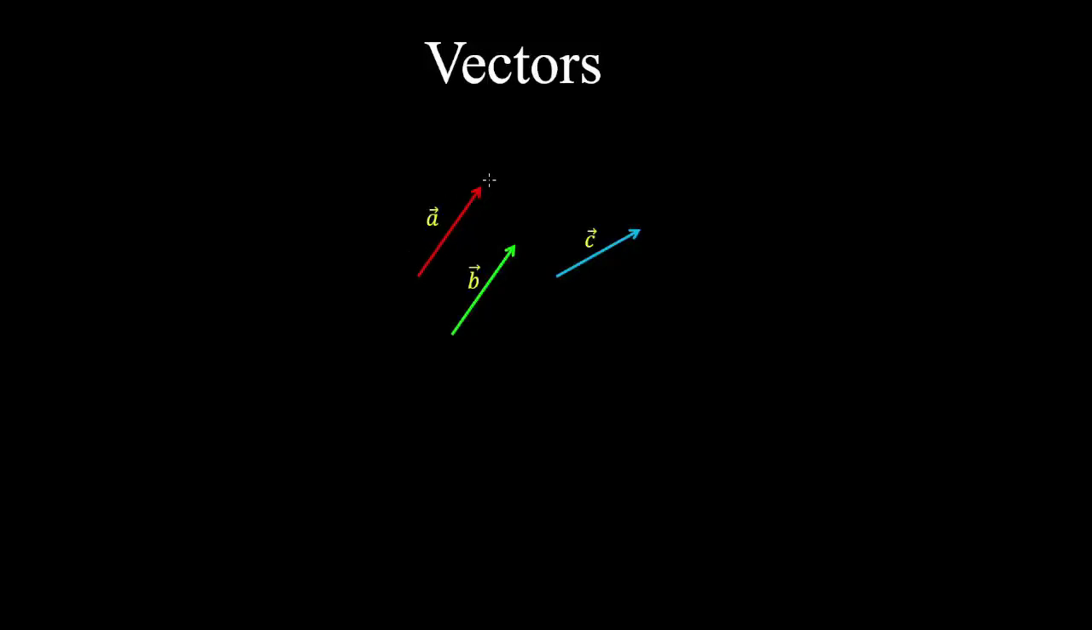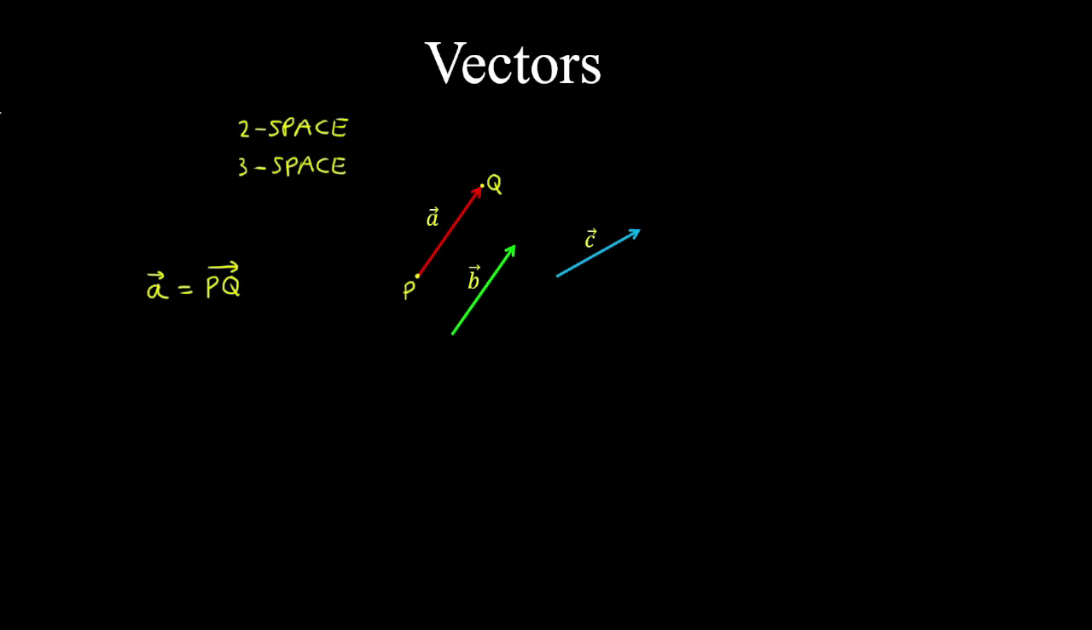Vectors are represented as arrows in 2-space, which you probably recognize as 2-dimensional space, or 3-space being 3D. So these arrows have some initial and some terminal point. So we can denote the vector as a letter with an arrow on top, or the vector from a point P to the point Q as follows.